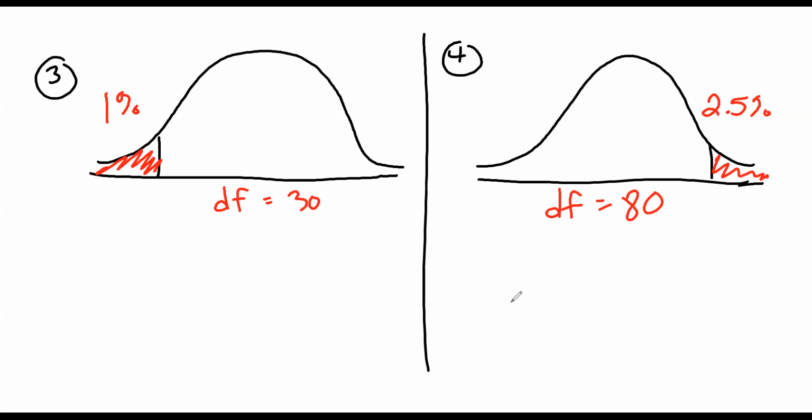Well, let's try these two. And you might be thinking, well, they're not that different. Each one has an issue. One is more obvious than the other. For number 3, we have a left tail 1%, and the degrees of freedom is 30. And for number 4, we have a right tail of 2.5% with degrees of freedom of 80. I challenge you to pause the video and try to find both of these T values.